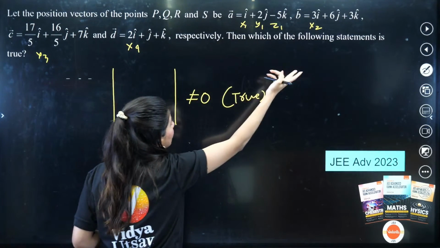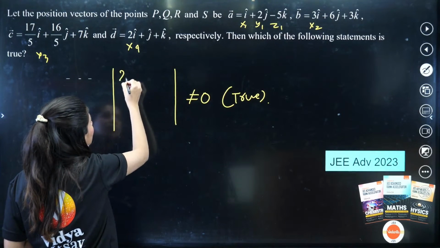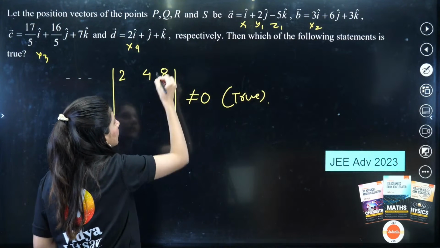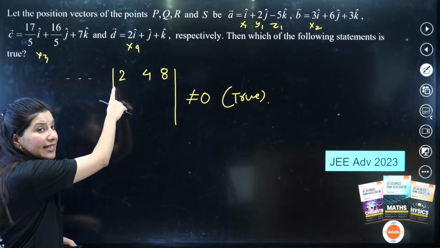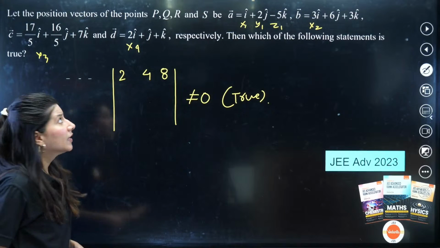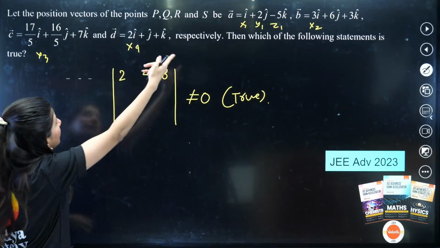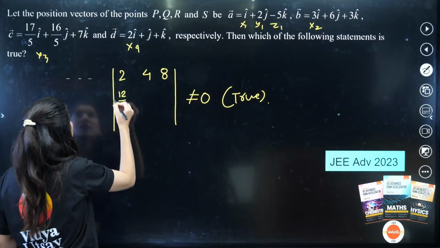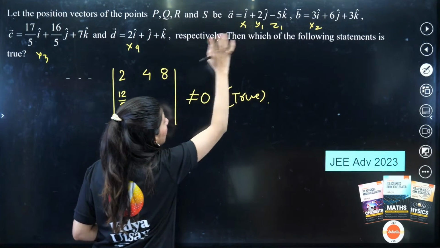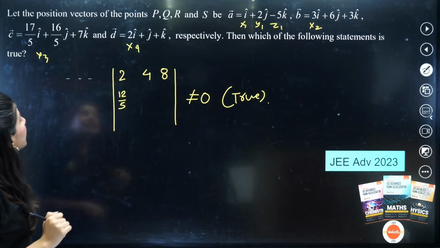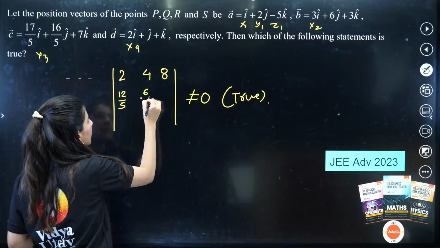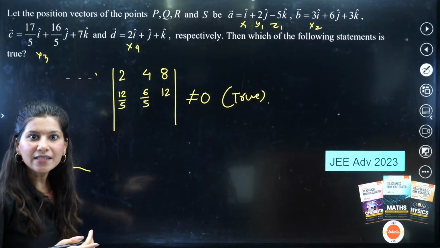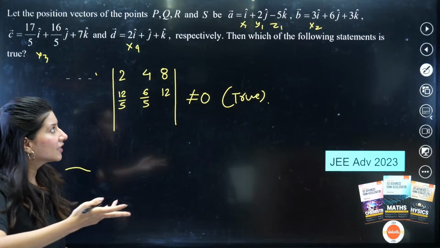Okay, so now x2 minus x1: 3 minus 1 is 2, then 6 minus 2 is 4, and 3 minus (-5) is 8. So this is x2 minus x1, y2 minus y1, z2 minus z1. Now x3 minus x1: 17 by 5 minus 1 is 12 by 5. Then 16 by 5 minus 2 is 6 by 5. And you have 7 minus (-5) as 12. That is x3 minus x1, y3 minus y1, z3 minus z1.